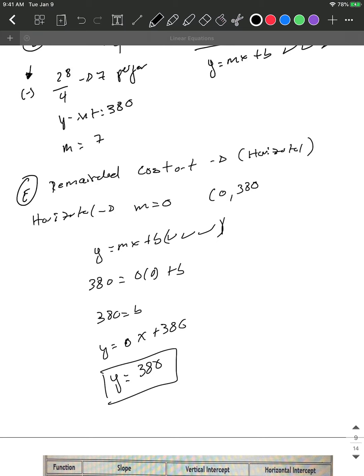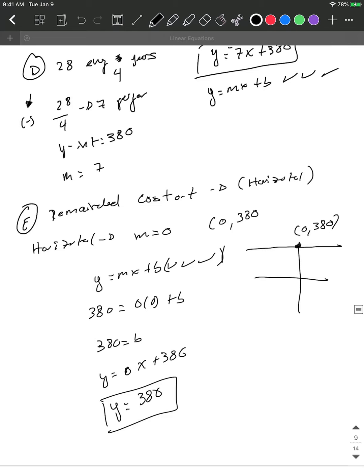So you can go ahead and check out the earlier video. It goes into a little bit more detail on why it is, but the overall gist is that we get a line that's running through the point 0, 380. So that's all for this example.